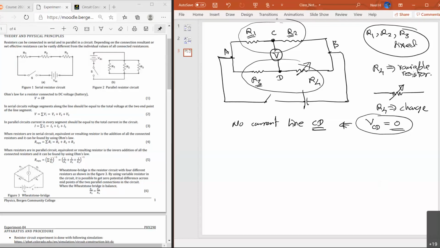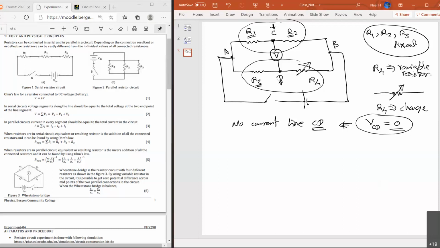So that's the idea. So if you make this voltage difference zero, that means the voltage exactly at this point is equal to the voltage exactly at the other point. So that means there's no current passing through there. Good? Any questions so far? No questions?